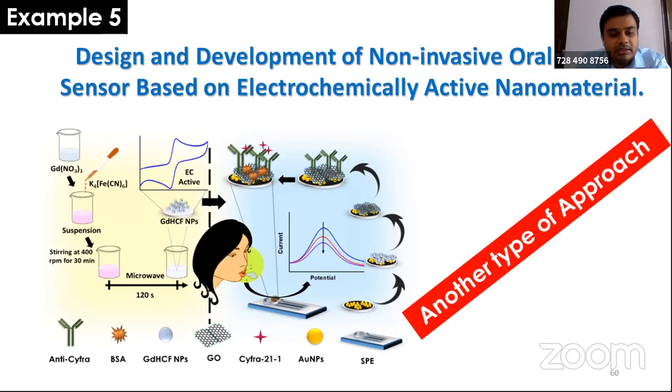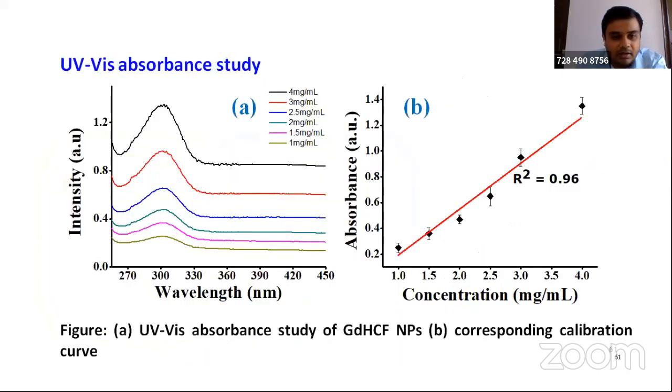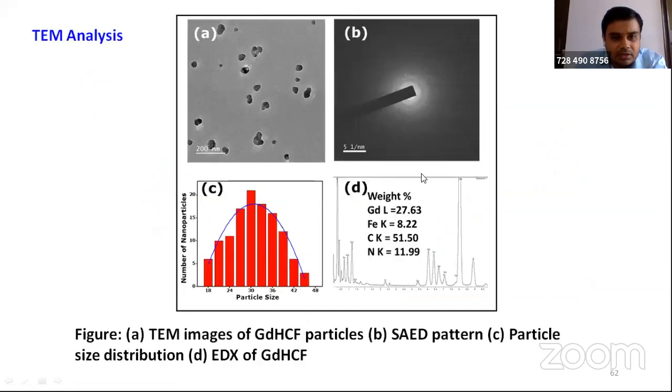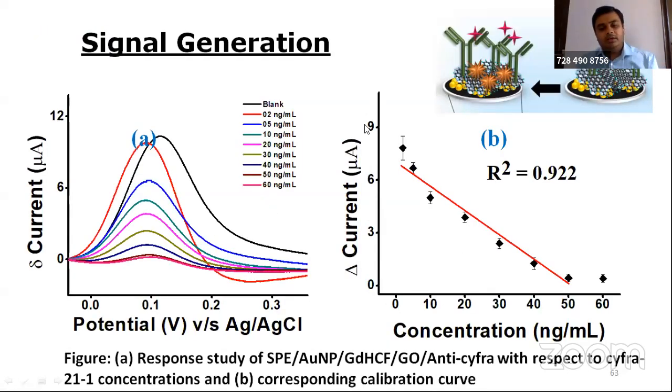So that is the basis in this case where this type of nanomaterial has been utilized to develop the oral cancer sensor. So I'll talk a little here. This is the characterization of the material. That's not that important. This is also one of the characterizations of the material, the TEM analysis and SAD pattern. So this is the important thing I want to discuss here.